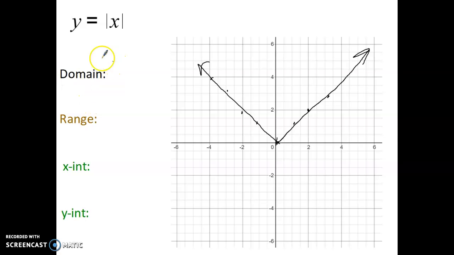Okay, so let's look at our key features. So domain. Domain is left to right. Always read from left to right. So the furthest at the left that this one goes, that arrow tells me it's going to negative infinity. Remember, don't look at the fact that it's going up.